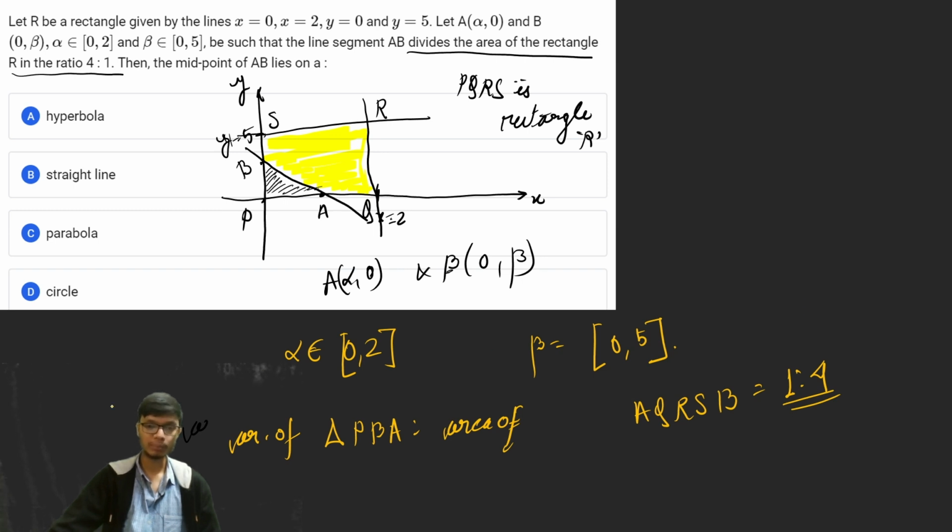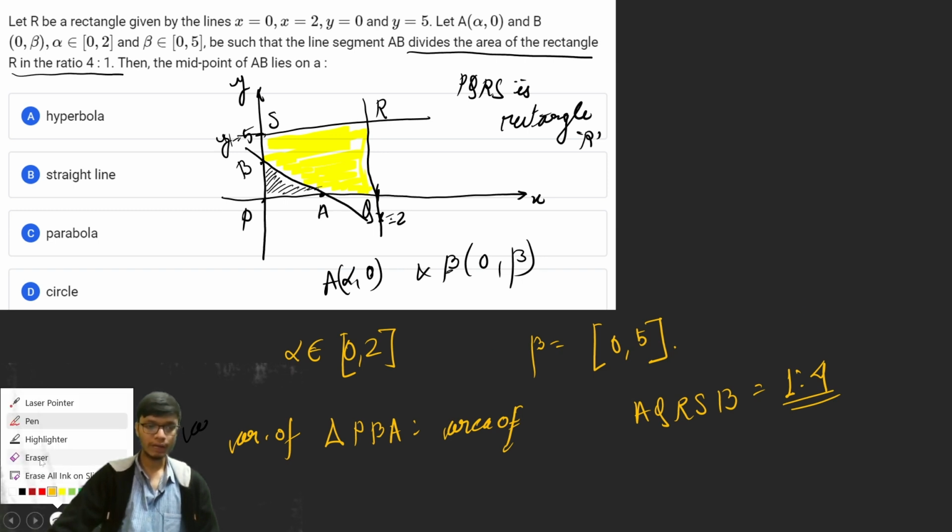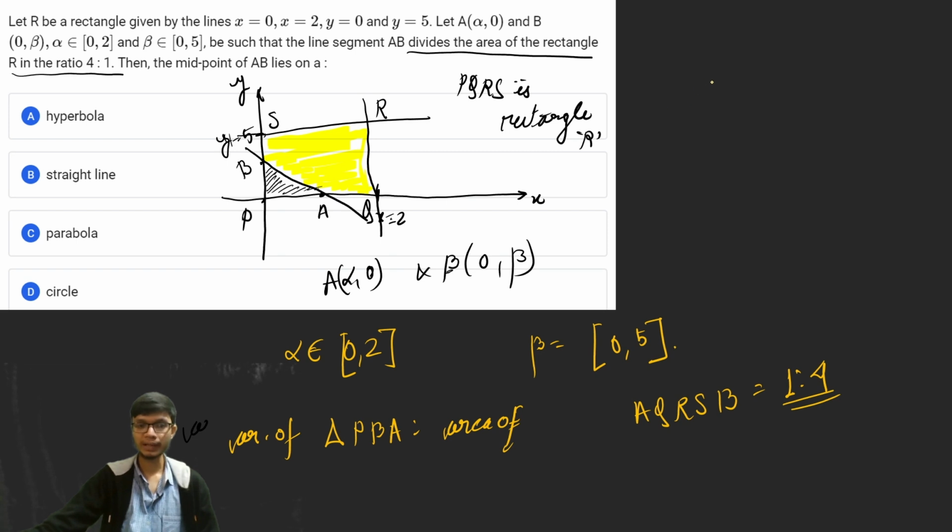Okay, so we have to find the midpoint. As we vary the points alpha and beta, we get different possible line segments AB. For the different line segments, the only thing that is constant is the division of the area. The area is divided in the ratio 4:1. So you have to look for the midpoint of AB.